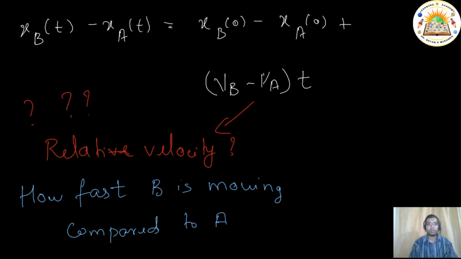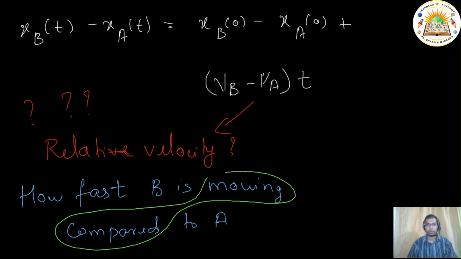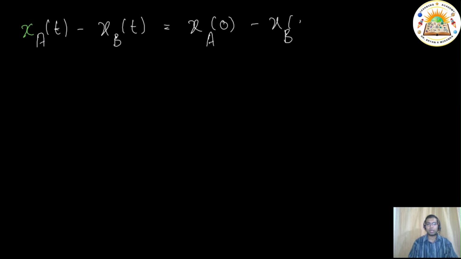So in this case, what we do is we go ahead and write how fast B is. Instead of "moving compared to", we will just replace it with "relative". That is, with respect to A, how fast B is moving. Similarly, if I go ahead and write the expression like this, let's say xa at time t minus xb at time t is equal to xa at time 0 minus xb at time 0 plus (Va minus Vb) t.